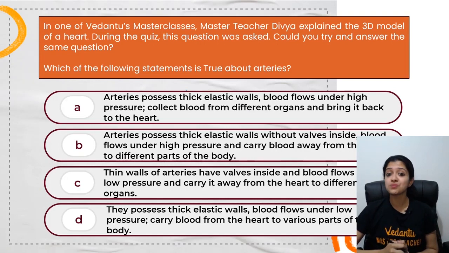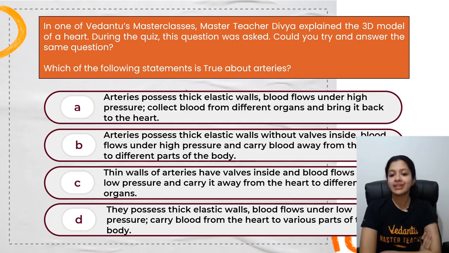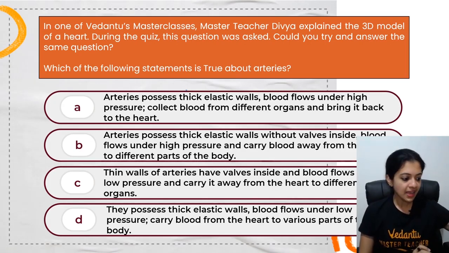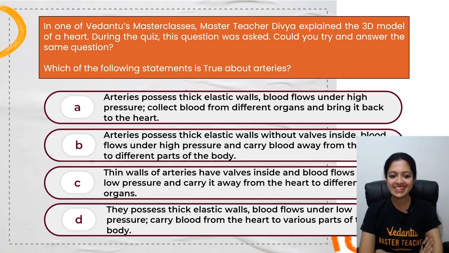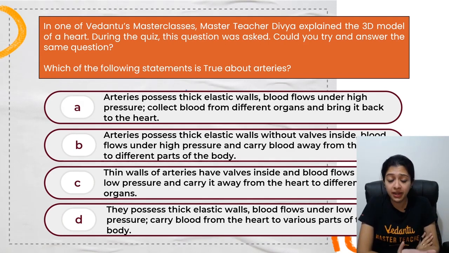In one of Vedantu's master classes, Master Teacher Divya explains the 3D model of a heart. During the quiz, this question was asked. Could you try and answer the same question? Yes. Which of the following statements is true about arteries? Yes, which of these would be true about arteries? Arteries possess thick elastic walls, blood flows under high pressure, collect blood from different organs and bring it back to the heart. That's one statement.